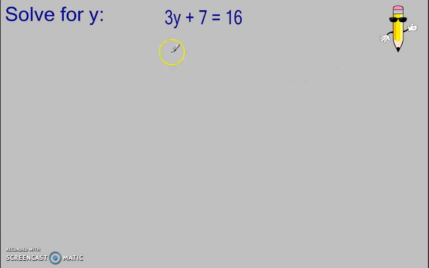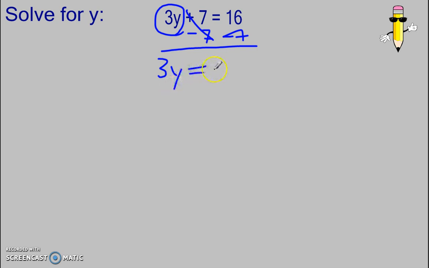So far, if we look at equations and we're solving them, this is a two-step equation here. Remember, we circle the variable term and get rid of what's outside of that. So we subtract 7 from each side, cancel out the 7, then we're left with 3y is equal to 9. Next step, divide by 3 on each side, and you are left with y equals 3.